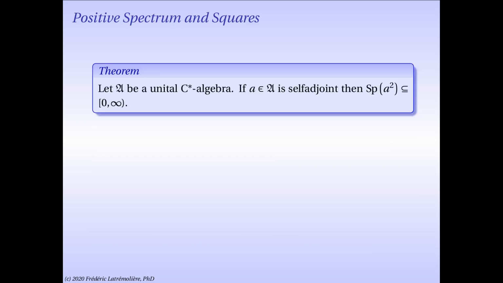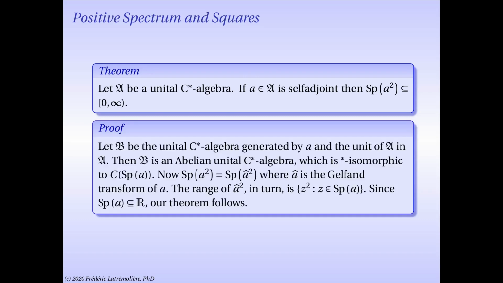To do so, I'm going to go through several steps. The first thing I'm going to do is look at when I get a self-adjoint element whose spectrum lives in the positive half-line. And one way to do that is to pick an arbitrary self-adjoint element of your C-star algebra and squaring it.